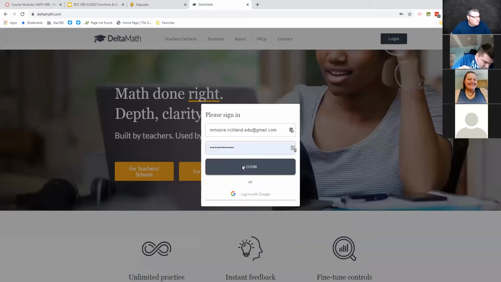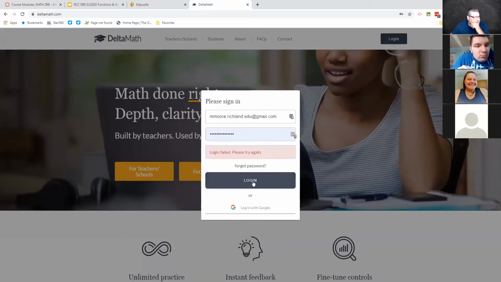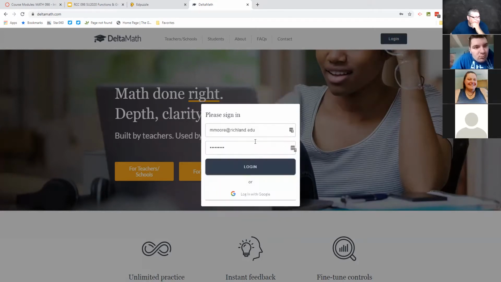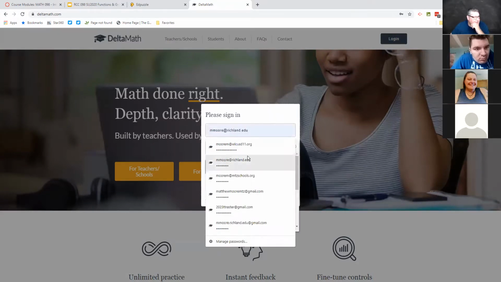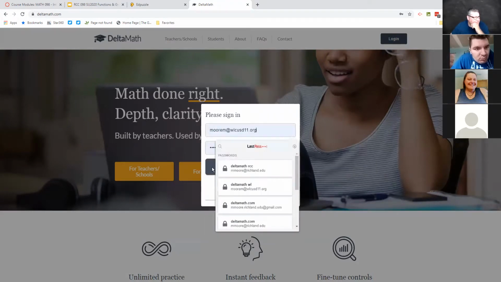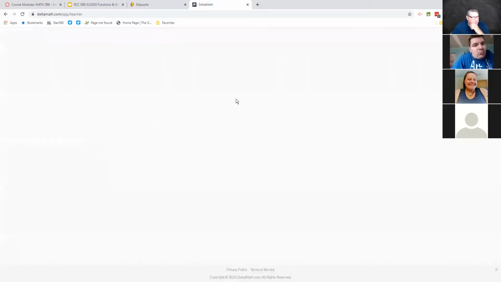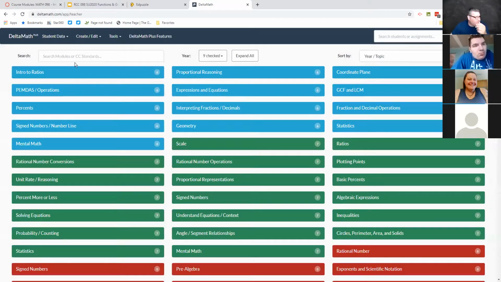It is a timed test. So if you start that test before you're supposed to, then it will start the clock and you won't be able to finish that test in time.